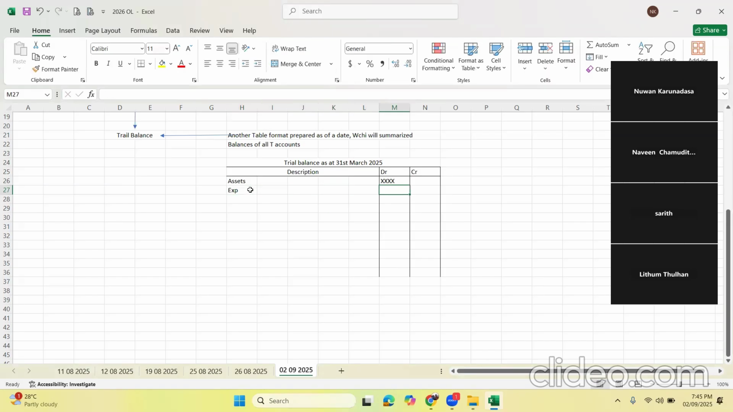Then expense accounts again have which balances? Debit balances. Then the other three: liabilities are having credit balances, then income having again what? Credit balances. And capital accounts are having again credit balances, right?